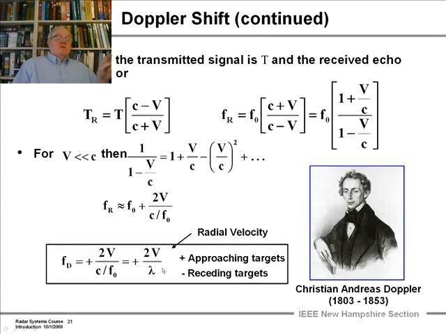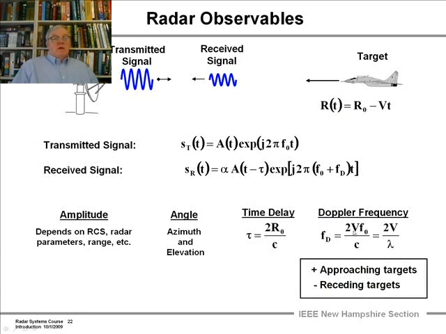And that was for an approaching target. For a target that was receding, we have a negative sign. The gentleman who figured this all out was Christian Andreas Doppler, and here's a picture of him. So here is the statement of the Doppler frequency, noting that it's the radial velocity that counts. This shift in frequency is positive for approaching targets, and there'll be a smaller frequency for receding targets.